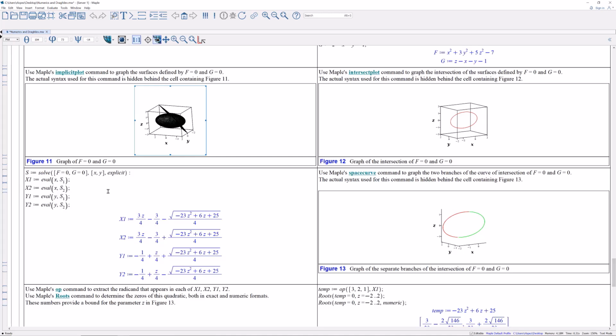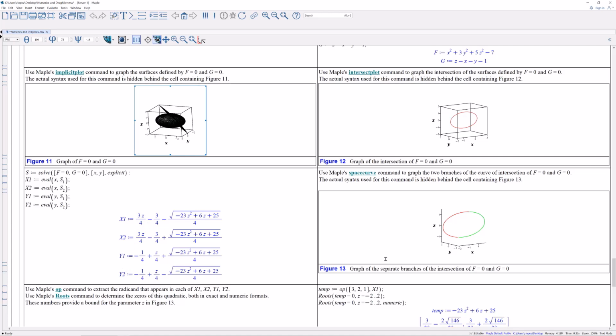You get a bunch of solutions. And this is my device for picking out the solutions. There are two x's and two y's, and everything is given in terms of z. And so here are the names I've given it: x1, x2, y1, y2. Everything's in terms of z.